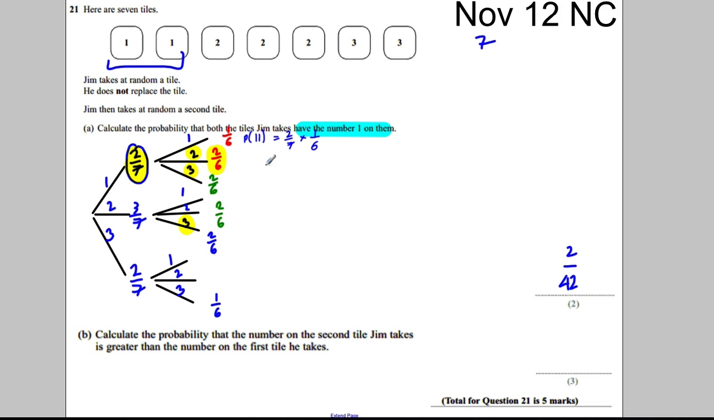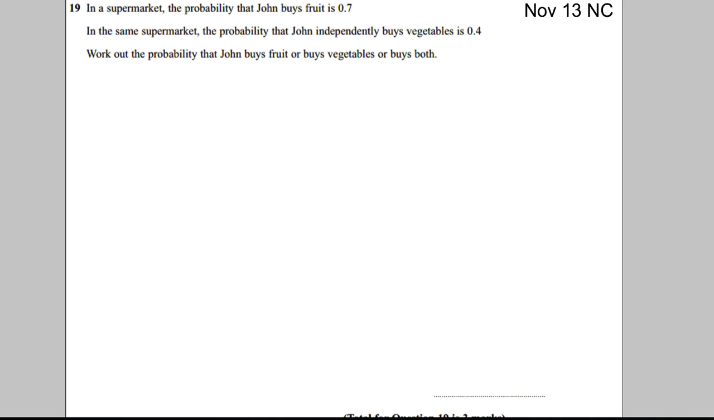So it's going to be 2/7 multiplied by 2/6, which is going to be 4 out of 42. And it's going to be 2/7 multiplied by 2/6, which is 4 out of 42. Or it's going to be 3/7 multiplied by 2/6, which is 6 out of 42. And you're going to add these together. 4 and 4 is 8, add 6 is 14 out of 42. Next one, pause the video, have a go.